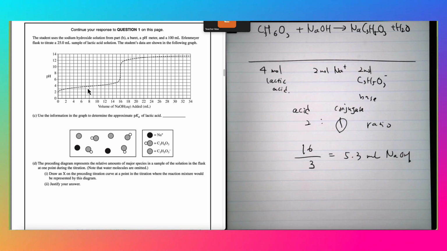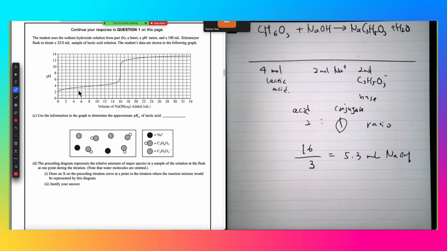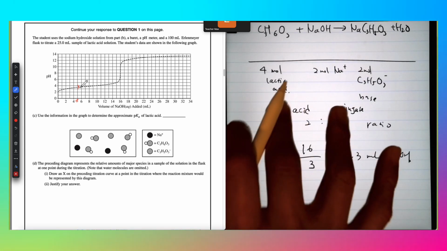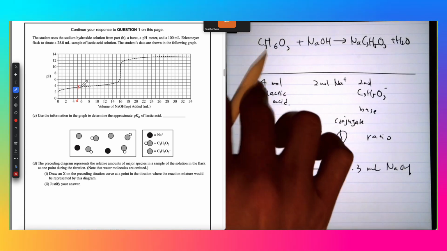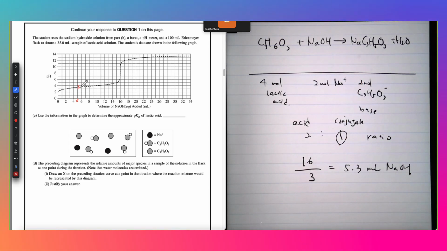Okay, so if you put your X as close as possible to 5.3, okay, so this is 5 here, so right there will be perfect, based on the ratio of this acid and conjugate base. Now what's another way?